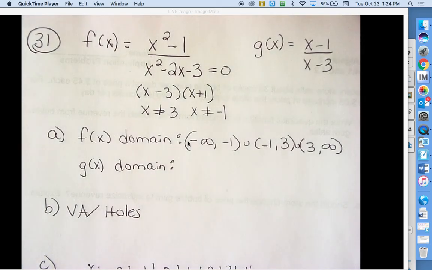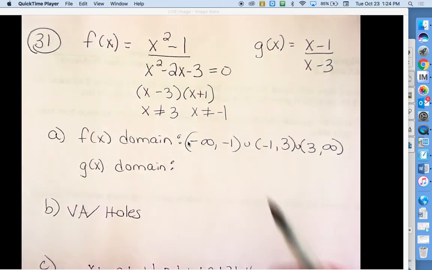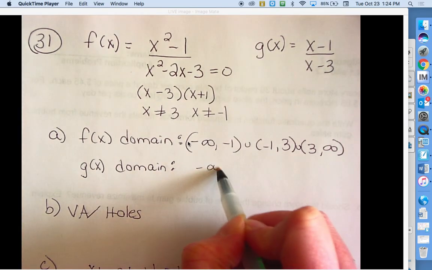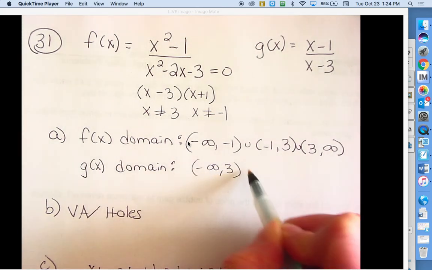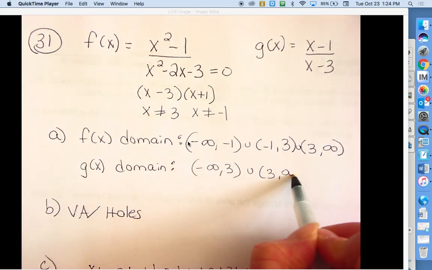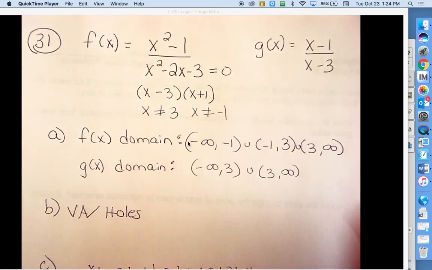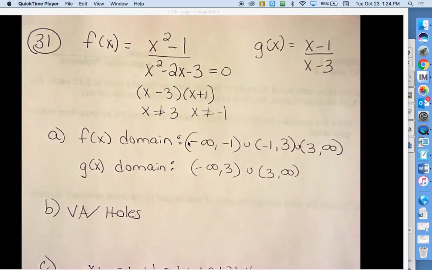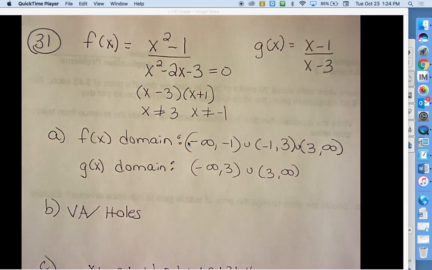What's the domain of g of x? Chelsea? Negative infinity to 3 and then 3 to positive infinity. Nice. Because there's just x minus 3 in the denominator, so x cannot equal 3, which creates the domain negative infinity to 3, 3 to positive infinity. I'm going to skip the next part for just a minute.